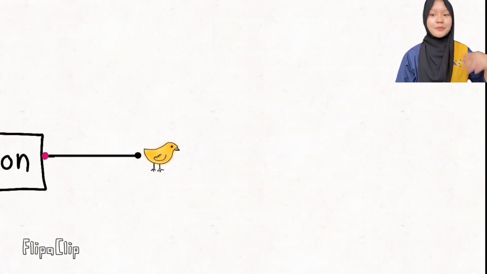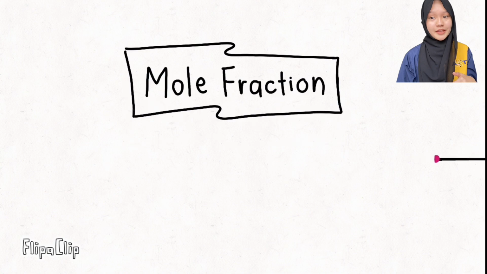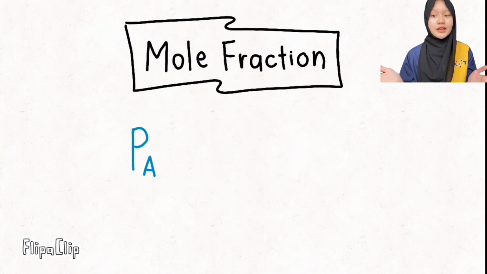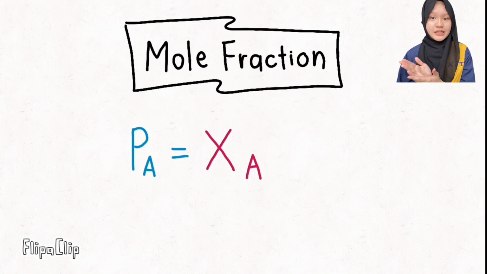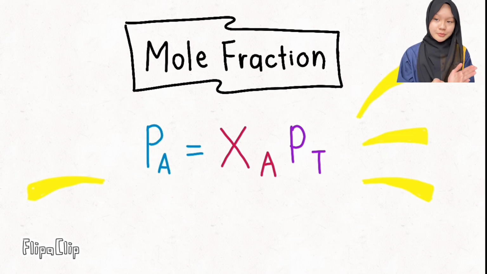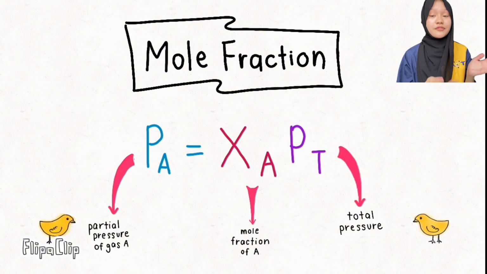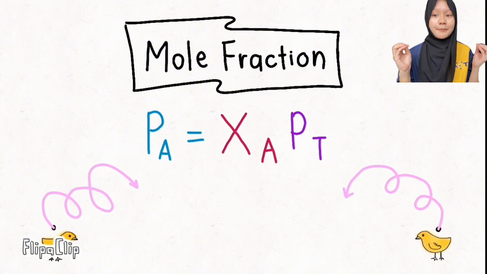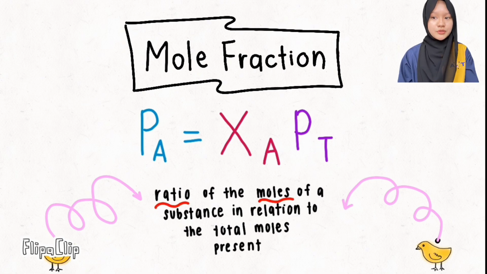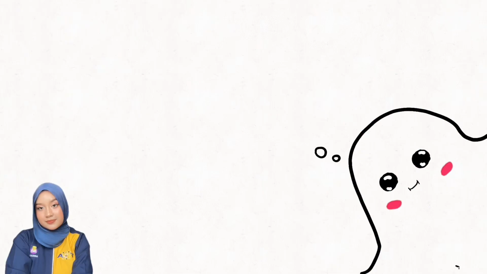Now, let's talk about mole fraction. In this topic, we use the formula PA equals XA times PT. PA is the partial pressure of gas A, while XA is the mole fraction of A, times the total pressure. So here, we know that mole fraction is the ratio of the moles of a substance in relation to the total moles present.